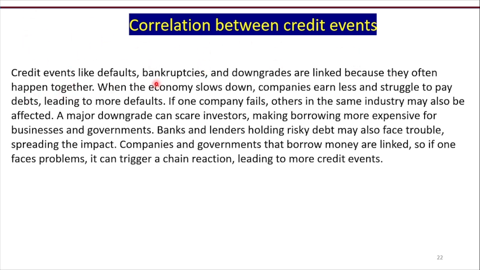If any company defaults, it becomes bankrupt, or its grade goes down. I think in our first or second chapter we discussed different grading systems like A plus and so on. So the company defaults, becomes bankrupt, or its grade goes down. All these things are linked with each other.